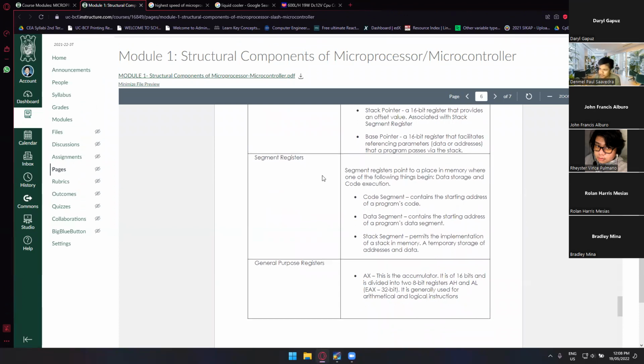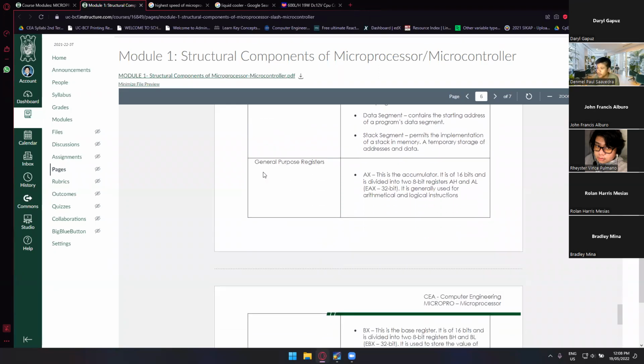Okay. And then we have the last one as for the registers. We have segment registers. We have here a register that points to a place in memory where one of the following things begin. So we have here the data storage and then the code execution. So code segment, this one contains the starting address of a program's code. And then data segment contains the starting address of a program's data segment. And then the last one is the stack segment, wherein it permits the implementation of the stack in memory, wherein it's a temporary storage of address and data.